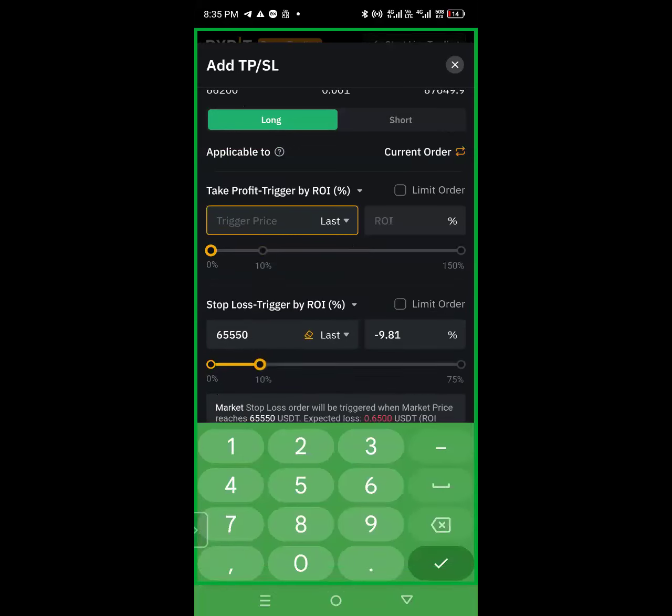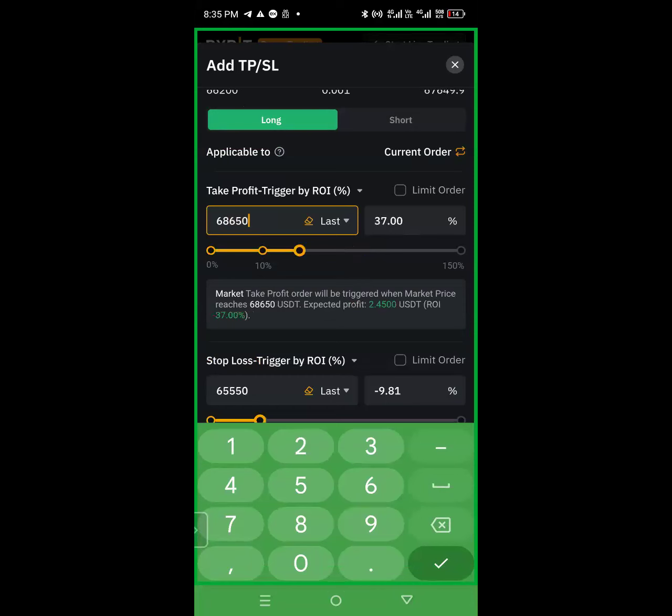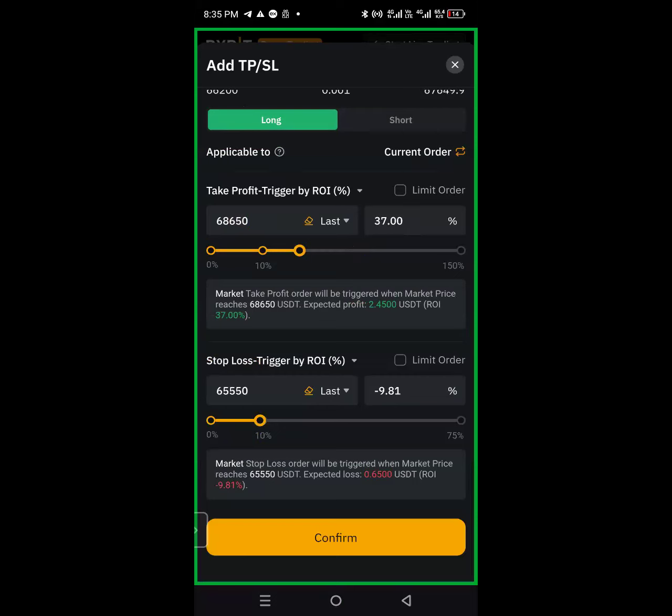So I'm changing the price to 68,650, which gives us an expected profit of 2.4. This means that we are going to be risking $0.65, which is 65 cents, to make $2.4, which means that we'll be making more than 2 times, almost 3 times, whatever you are risking, even if you choose TP1.